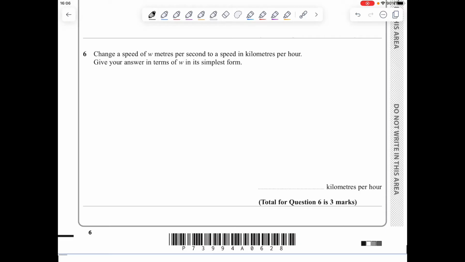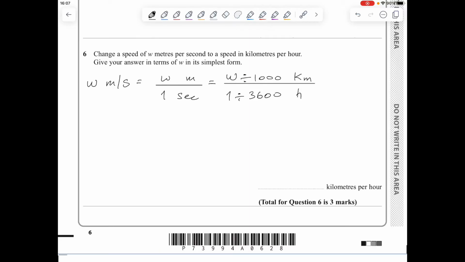For question 6, I have a speed of w meters per second. This means I have w meters over 1 second, and I need to change this into kilometers per hour. Now, to change meters into kilometers, I will divide this amount by 1,000. And to change 1 second into hours, I'll divide by 3,600. That's 60 squared.